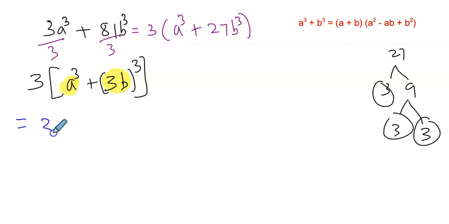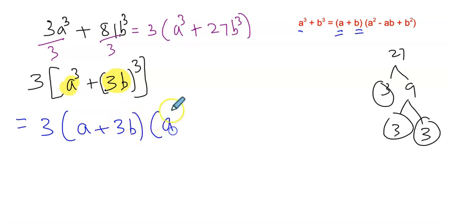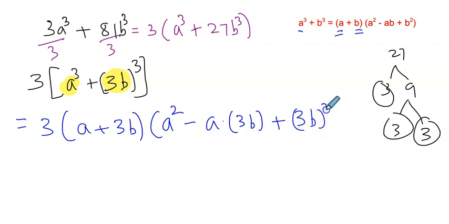This gives me 3 times a plus b. This I am writing a cube plus b cube. This is a and that is b, right? A and my b is 3b times a square. I'll write a square minus ab, that a is a only and b is 3b, plus b square, that is 3b square.